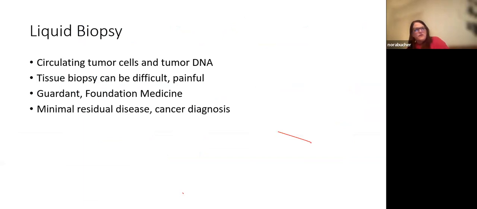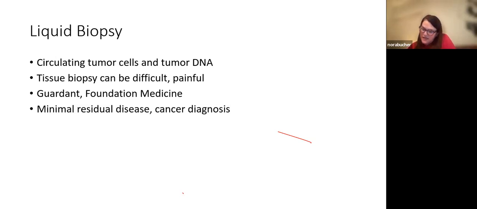So the advantages of liquid biopsy versus tissue are that we can obtain circulating tumor cells and tumor DNA, which we also can glean from a tissue biopsy, but often a tissue biopsy can be difficult and painful. And if we're trying to obtain an ESR1 mutation, what's interesting about that mutation is that it can be acquired over time as the cancer sees more treatment. So at initial diagnosis of metastatic hormone receptor positive breast cancer, we may not find the ESR1 mutation, but then in time, it can develop.